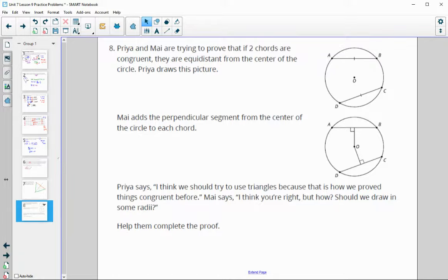All right, then number 8. Priya and Mai are trying to prove that if two chords are congruent, they are equidistant from the center of the circle. Priya draws this picture. Then Mai adds in the perpendicular segment from the center to each chord. Priya says, I think we should try to use triangles because that's how we proved things before. Mai says, I think you're right, but how? Should we draw in some radii? Help them complete the proof. Okay, so let's draw in a couple radii here.